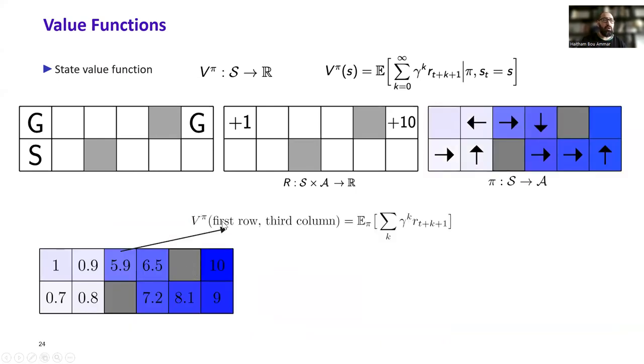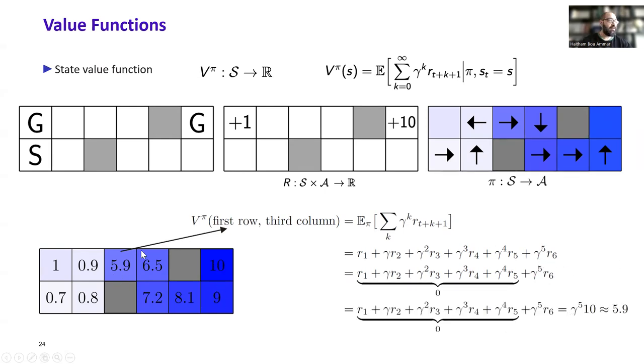Okay, and then we took an example on how you would compute this. We said, if we're interested in the value of this state, in the first row, third column, we just need to compute this equation following our policy pi that we see here. What we've done is we said you get the reward plus gamma times the reward plus gamma squared times R3 plus gamma cubed times R4, gamma to the 4 R5, and gamma to the 5 R6. That's this. Now we said here we get 0, 0, 0, no rewards. Only the last one will give us a reward, and that's why we got some value, which is 5.9, assuming a gamma of 0.9. And then you can compute this for all the other states. Hopefully this is clear.